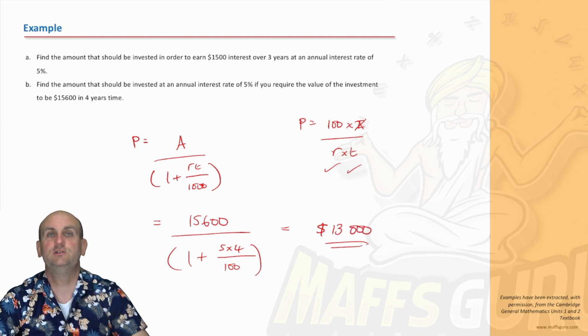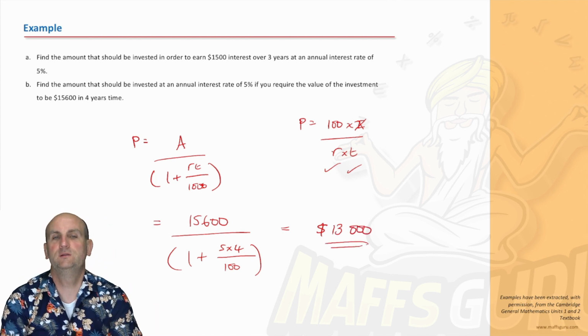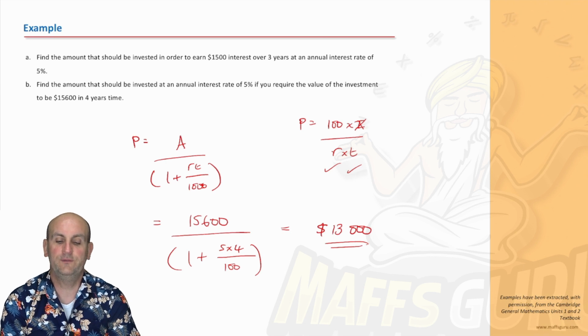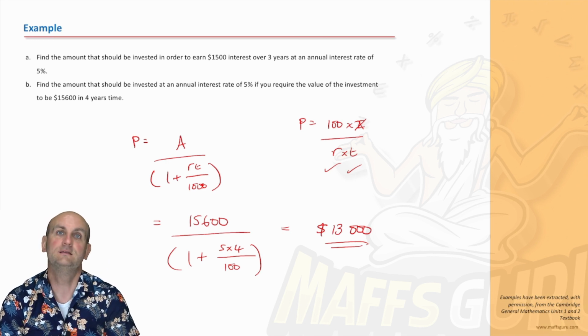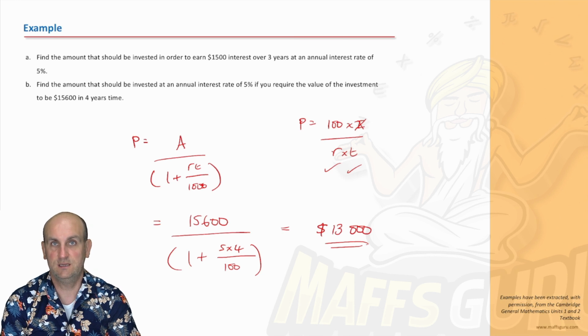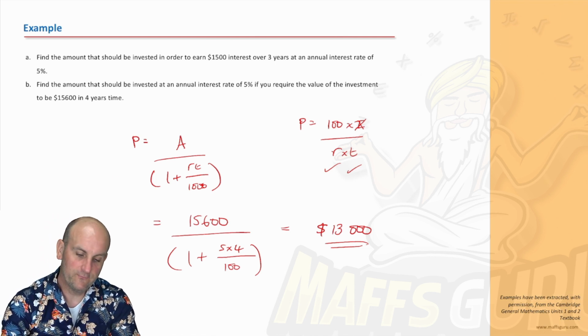$13,000. So in that situation, how did I know which formula to use? Well, because one part of the simple interest formula was missing. And that was where my brain went, hold on a moment, something's not quite right here. And I went, they've given me my final amount, which meant I could use this formula here.